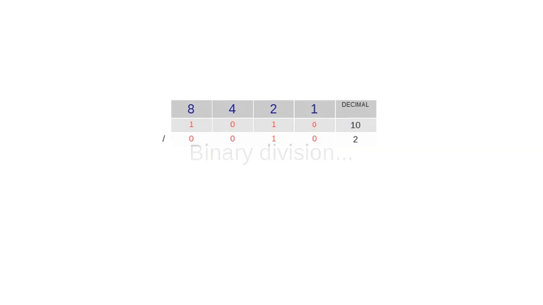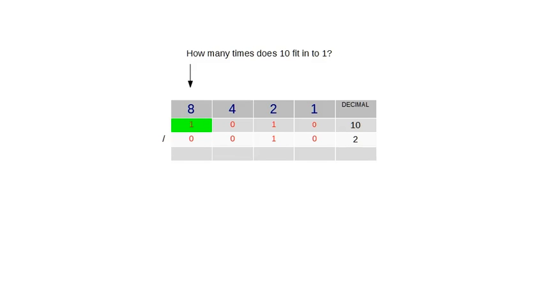So the first sum we're going to look at is nice and easy, 10 divided by 2. To start with binary division, rather than working from the right side to the left, we work from the left side to the right. So we start with the first binary digit, which is 8. We don't need to worry about that. All we need to worry about is the value below this. So the value is 1, and we say does 10 fit into 1?